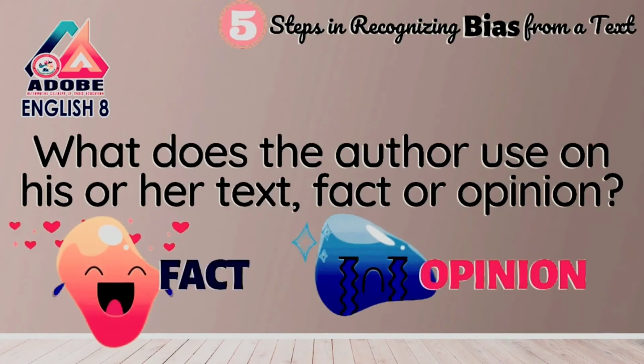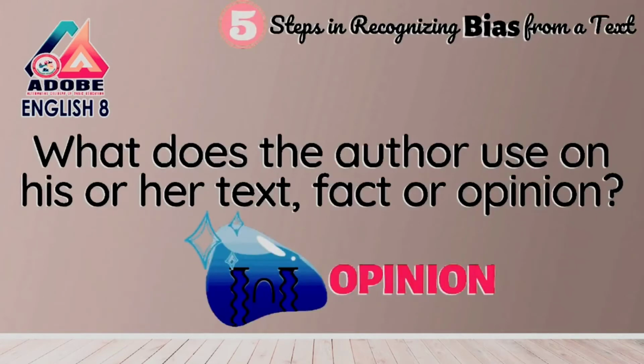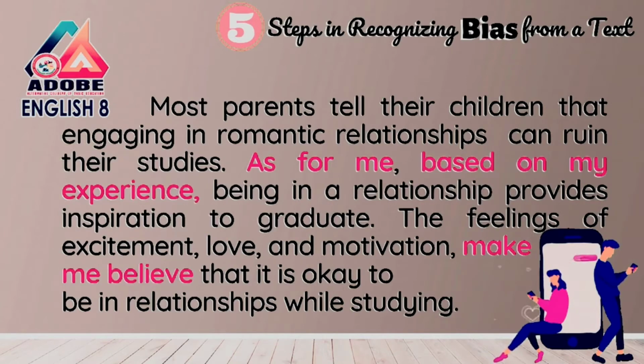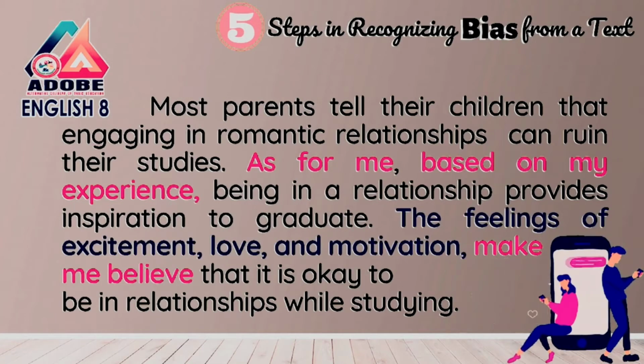What does the author use on his or her text? Fact or opinion? It is an opinion. The author shows bias according to his or her opinions and feelings. He or she used the expressions, "as for me," "based on my experience," and "make me believe," as well as the phrase, "the feelings of excitement, love, and motivation," to persuade the audience to believe his or her argument.